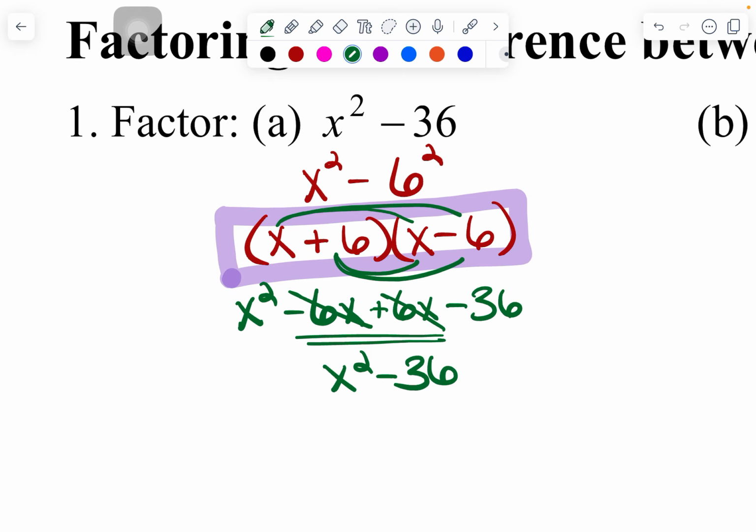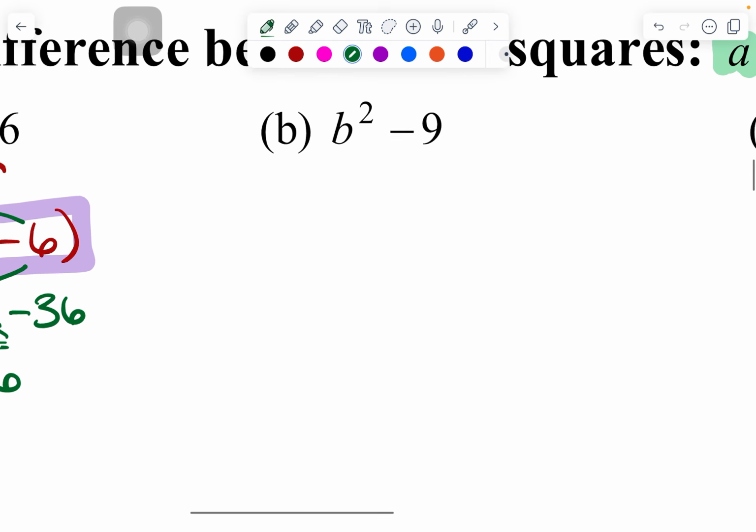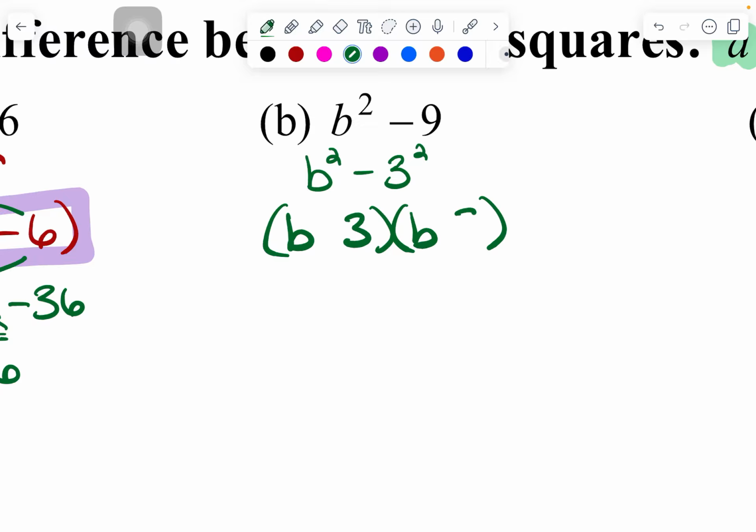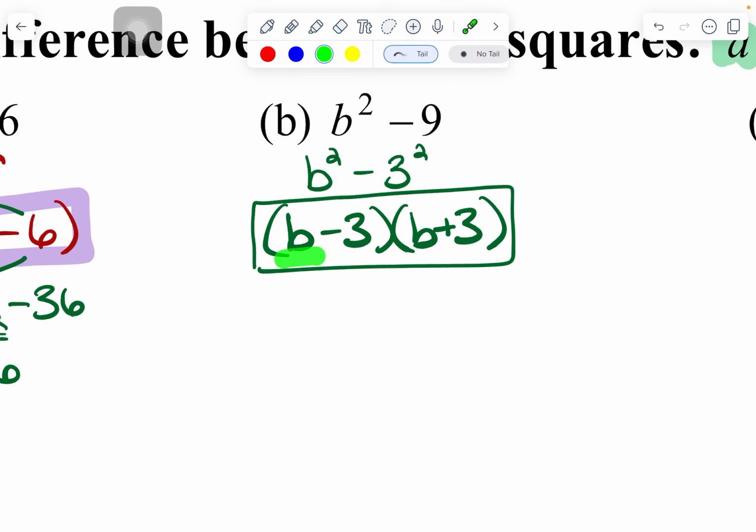All right, so that's part A. If we move on over to part B, I can do the same thing. We've already got b squared, and 9 is nothing more than 3 squared. So if I go to write my two factors and split it, there's b and b, 3 and 3, make one negative, make one positive. Order doesn't matter. I don't care. It won't matter.